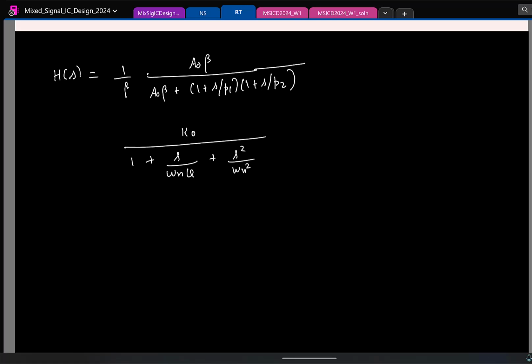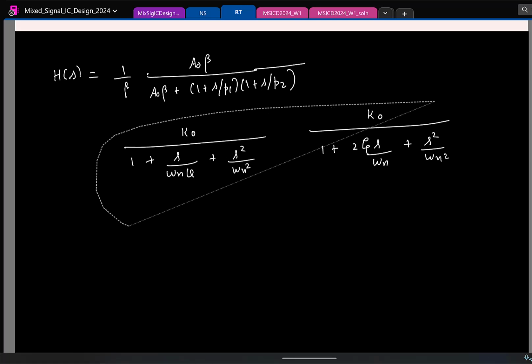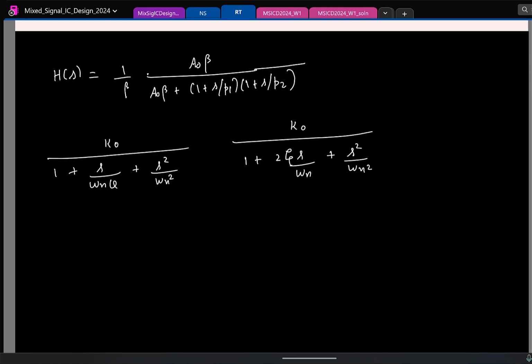Or, okay, alternate thing is to write in terms of the damping factor. So 1 plus 2 zeta s by omega n plus s square by omega n square. This is the standard form. So, can you expand this and tell me what are the values for each of them?